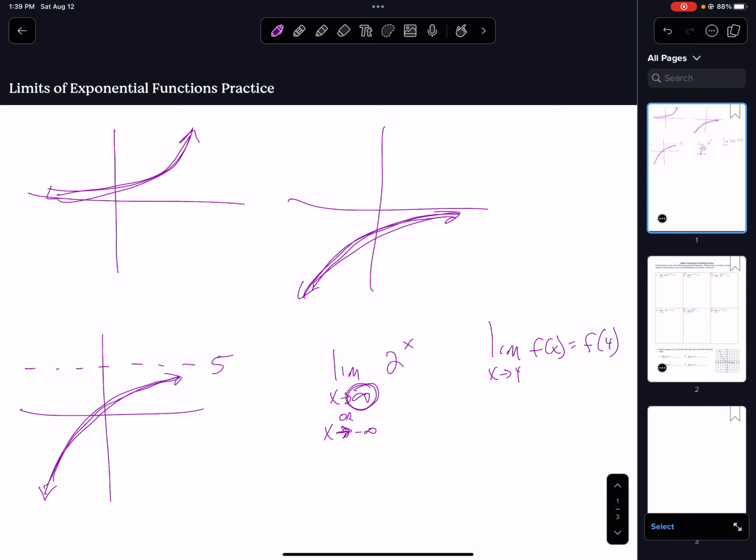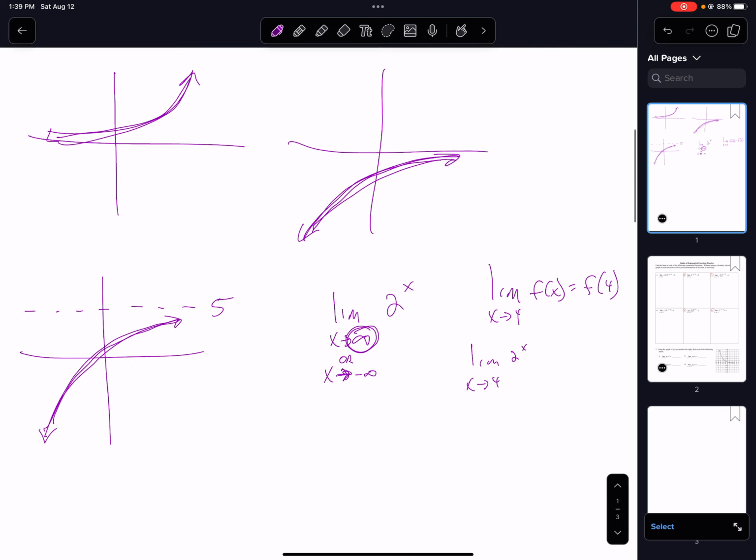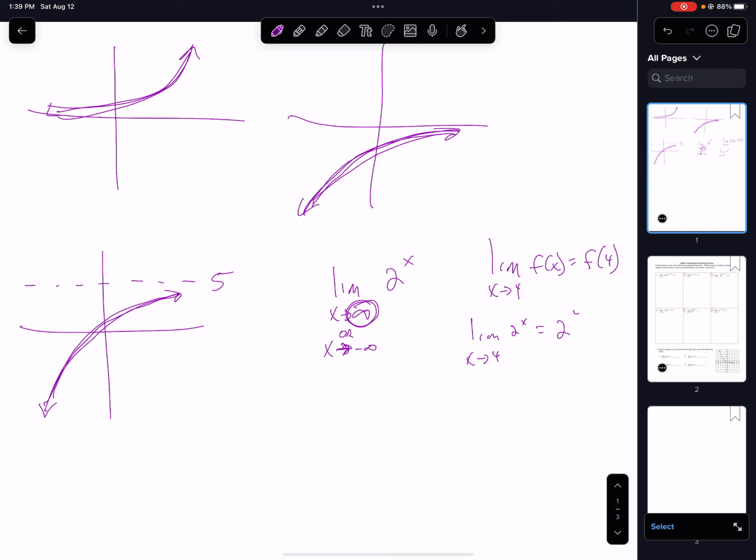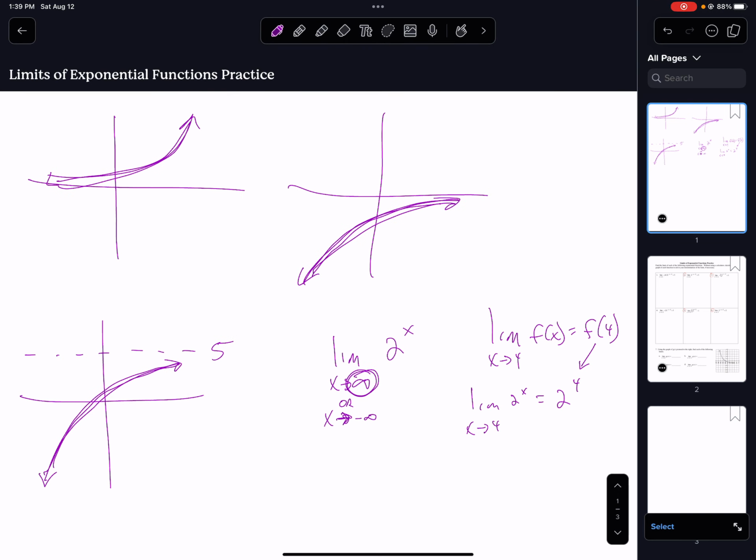So in other words, if I wanted to find the limit as x approaches 4 of 2 to the x, which is an exponential, I'll just plug in the 4 and the answer will be 2 to the 4th. So this is the part where that's equal to f of 4. You just plug in the number and it'll work because the function's continuous. So the interesting ones are at infinity and negative infinity. And please keep in mind that as x approaches infinity, they're talking about what y value are we approaching all the way to the right. And then as x approaches negative infinity, what y value are we approaching all the way to the left?